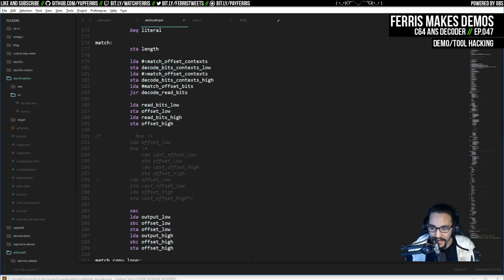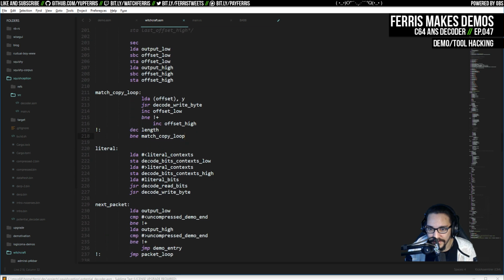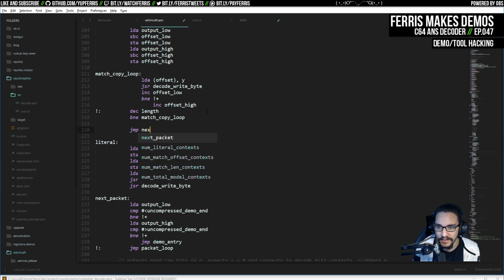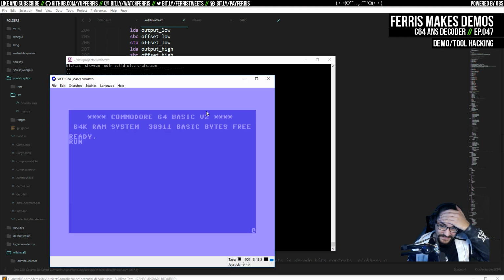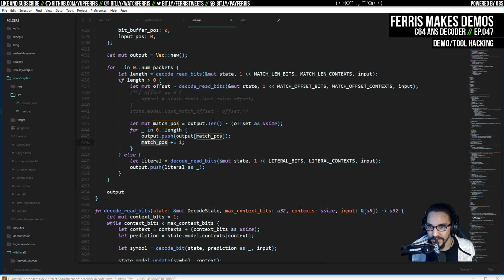Oh, I know what it is. At the end of the match, after this loop here, we decode a literal. That's not correct. We need to jump to the next packet. That's probably it. Oh, that worked. Just to be sure, I'm going to add back in this repeated match stuff, which should be there.